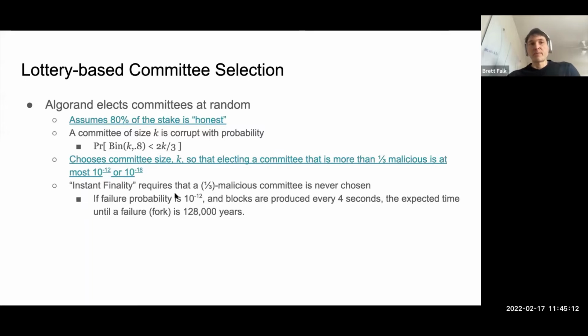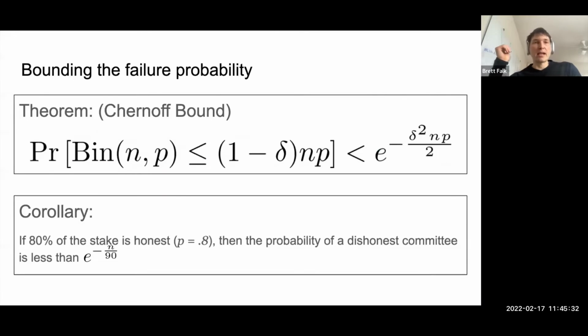And with this failure probability, if they produce a new block every 4 seconds, so like a new committee every 4 seconds, there's an expected time of 128,000 years before you elect a committee that's 1/3 dishonest, because these concentration bounds are very strong. Right, the binomial is very highly concentrated. And you can get a nice bound if you take the Chernoff bound: the probability that a binomial where you select n people with probability p is more than a 1 minus delta fraction away from your expectation decreases exponentially in the committee size n.